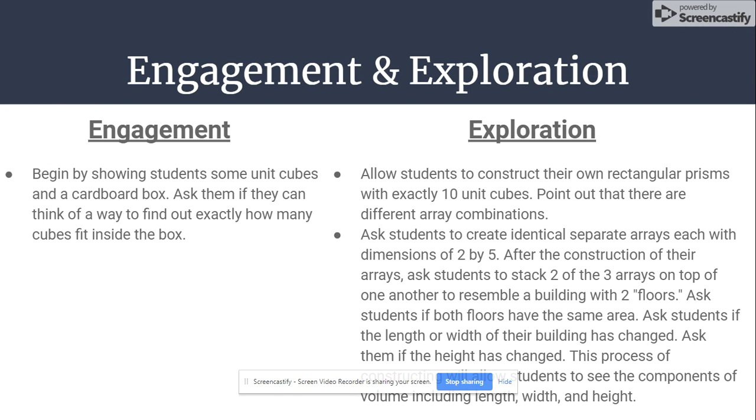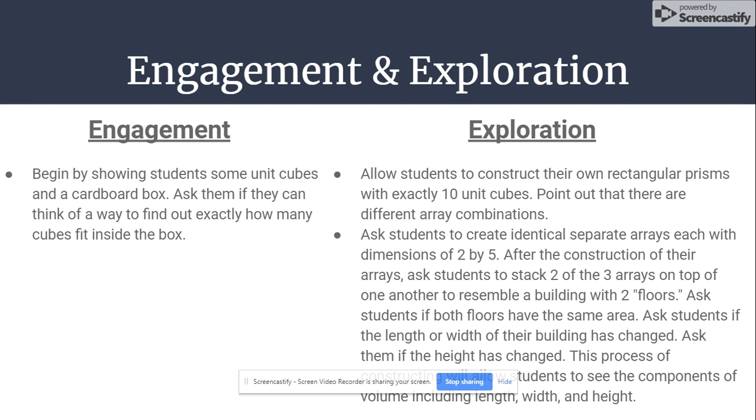And this goes right into exploration, giving them some unit cubes, allowing them to construct their own rectangular prisms with exactly 10 unit cubes. We can point out that there are different combinations. There are different ways to construct. You could do 2 layers of 5. You could do 5 layers of 2. You could do 1 stack of 10. So getting them to see that there are different floors to the building with the layers that they're building, because volume is really about that third dimension, right? You have the width and the length, but now we're adding the height.